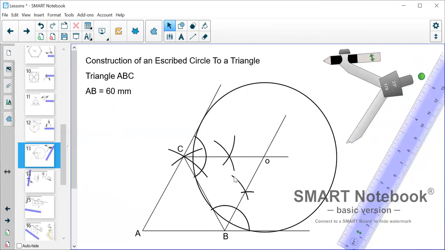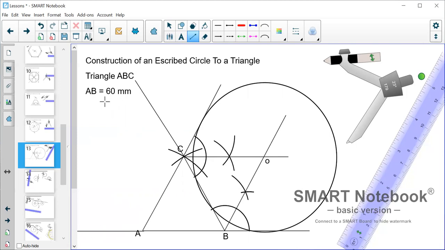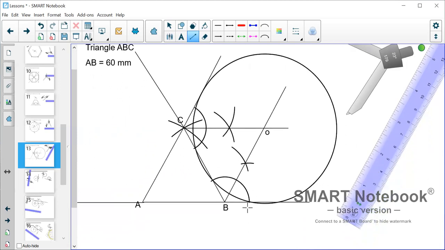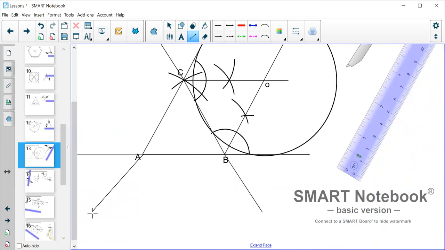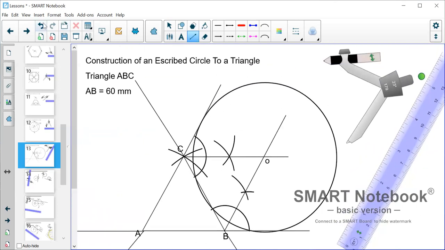Those are the steps in how you construct this escribed circle. There are no variations except, if you extend the line in this direction and this direction, then the circle would come over this side. Or you can extend the base in that direction and this direction, and the circle would come at the bottom. So any two sides you can extend and then complete this particular construction.